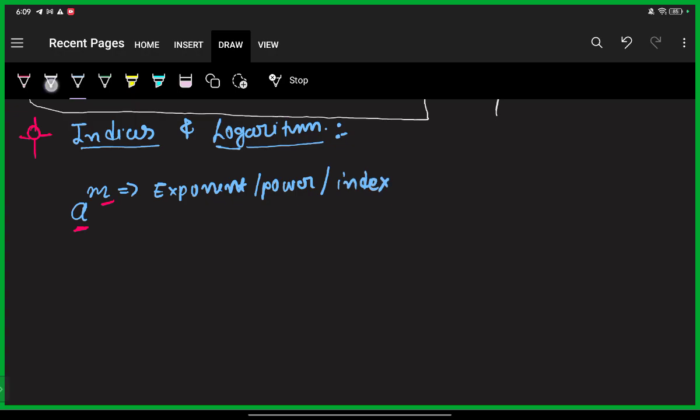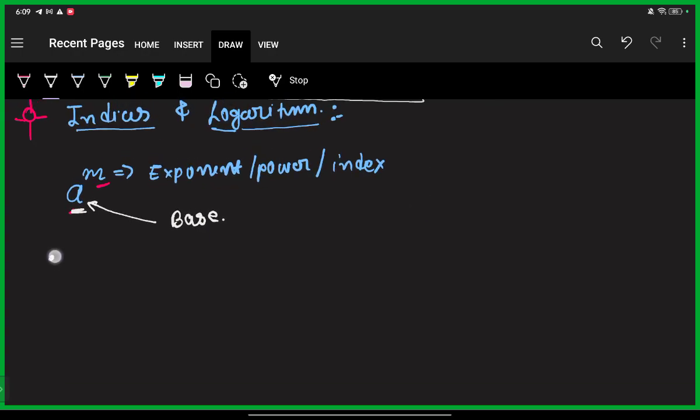Alright. And this a is called base. What is it called? Base. Okay. So in order to solve the difficult problems, you are required to have the knowledge of the properties of exponents, okay, or indices. All right. So let's discuss properties of exponent or indices.